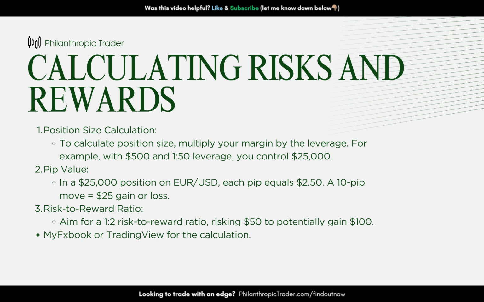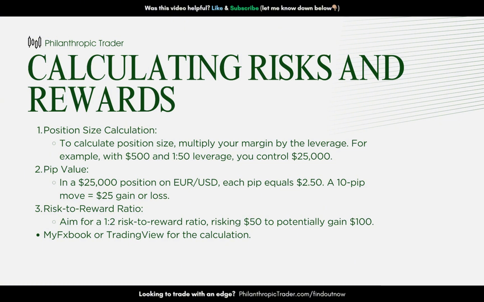And it's also important to understand the pip value. In a $25,000 position on, let's say, the EUR/USD pair, each pip equals $2.50. A 10 pip move means that you made a $25 gain or loss, depending on your entry, of course. If you did a buy and it goes to the upside, it's a gain. Or if you did a buy and it goes to the downside, it's a loss. So that's important to understand.